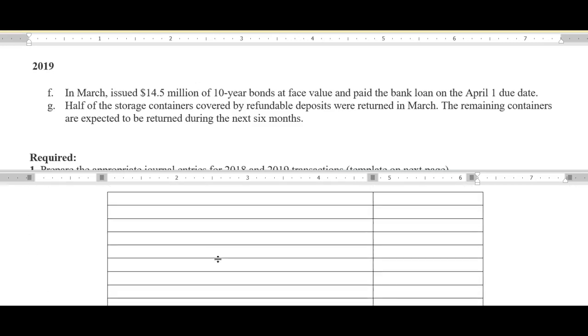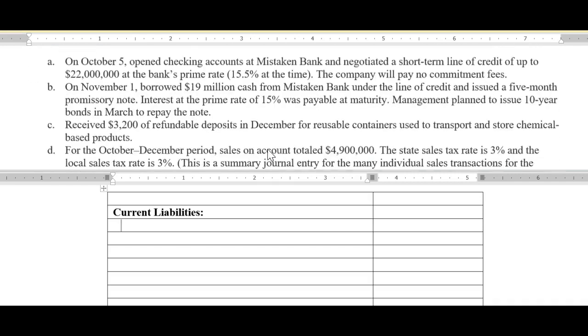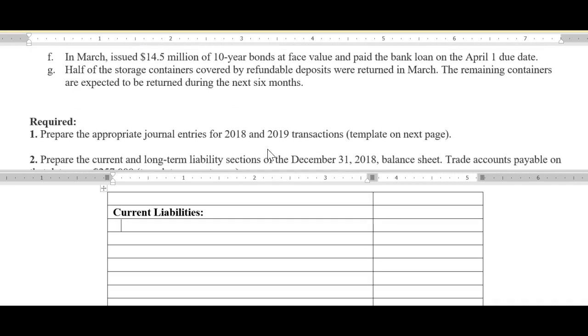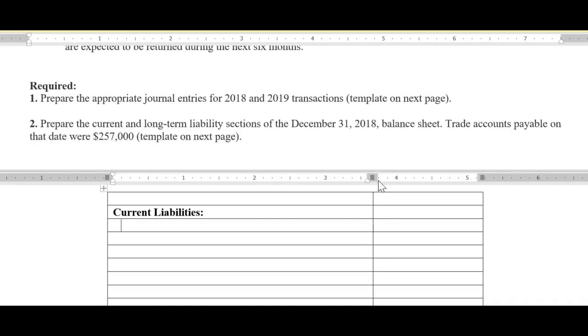Now requirement 2 says, okay, now that you have that, produce the liability section of the balance sheet. Now the liability section is going to have two components. One will have current liabilities and we'll have non-current or long-term liabilities. So let's go through and find what the current liabilities are. Well, one, it does tell us in the problem that we had trade accounts payable, so we've got accounts payable of $257,000. So accounts payable are current liabilities, so we would list them as a current liability.